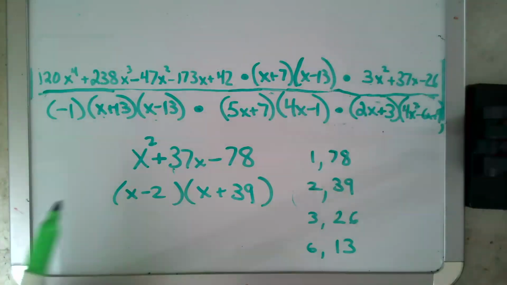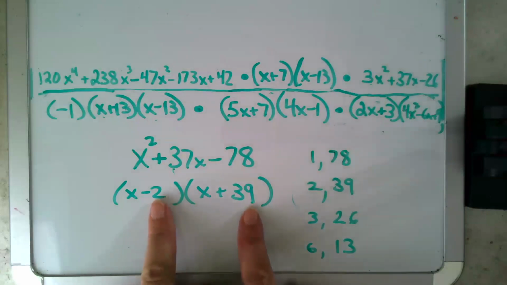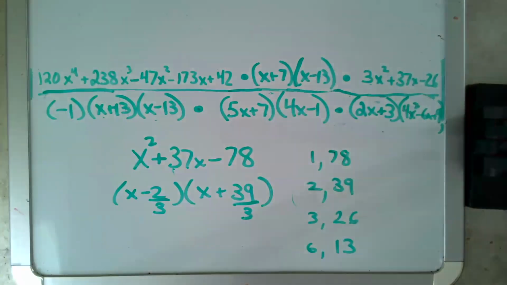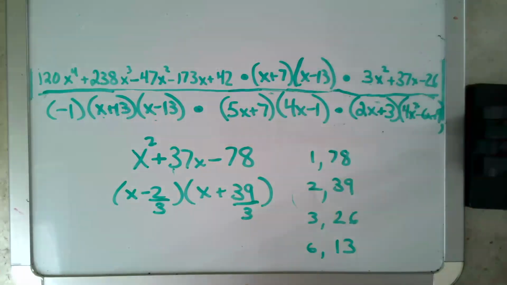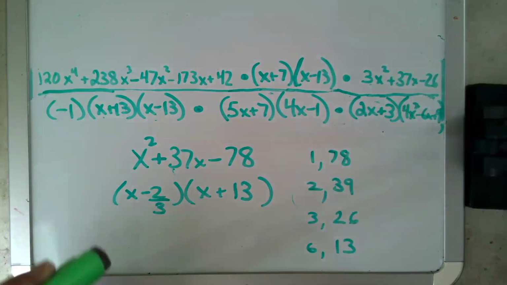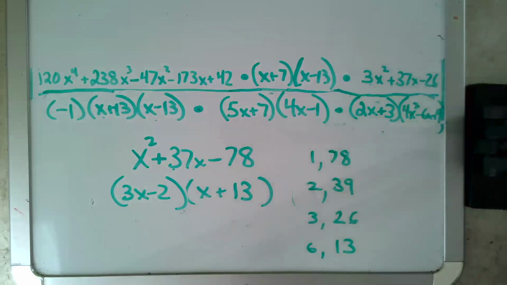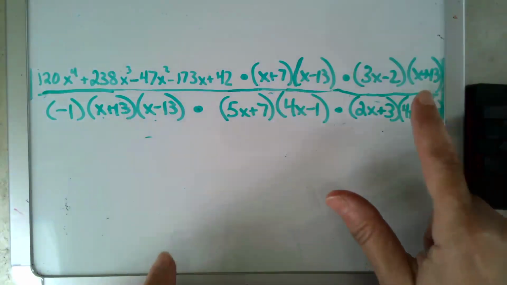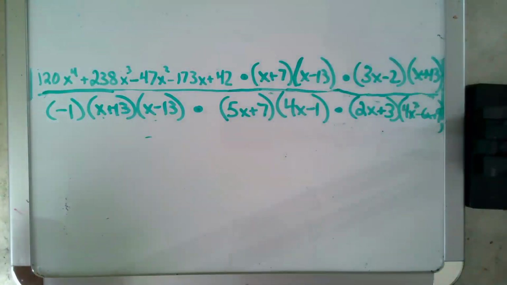But I'm not done because once upon a time this came with a coefficient. So I'm now going to divide that A into each of my final terms here. I'm going to simplify each of those fractions. Minus 2/3 stays minus 2/3, but 39 over 3 becomes 13. This is an integer, so this factor's done. This is not an integer, so I take my 3 and multiply it to the front. And I have now factored 3x squared plus 37x minus 26. All right, and does everybody see I've got an x plus 13 and an x plus 13, so things are going to start to cancel now.